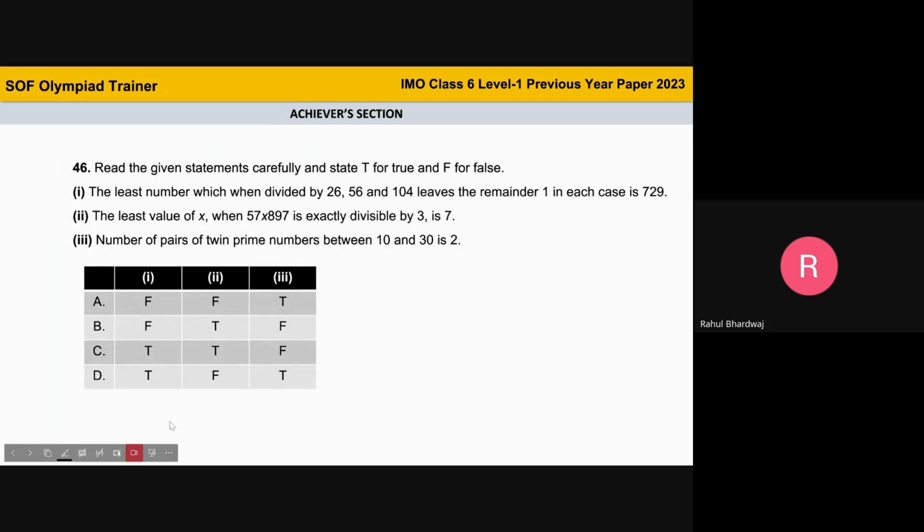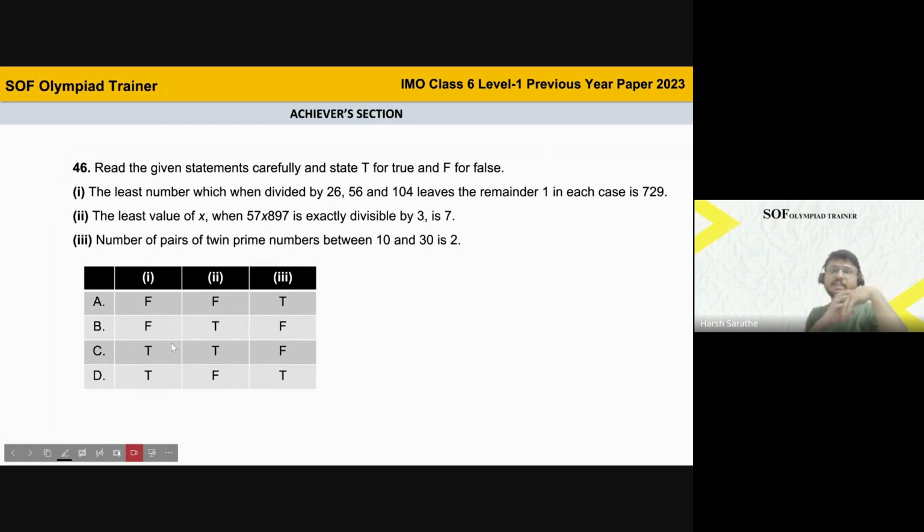So beta, the least number which when divided by 26, 56 and 104 leaves the remainder 1 in each case is 729. Second, the least value of x for which 5,7,x,8,9,7 is exactly divisible by 3 is 7. Third, the number of pairs of twin prime numbers between 30 and 10 is 2. Which good question. It's a very, very good question. I want you to spend time with this question, beta, because these are the questions which will take your time.